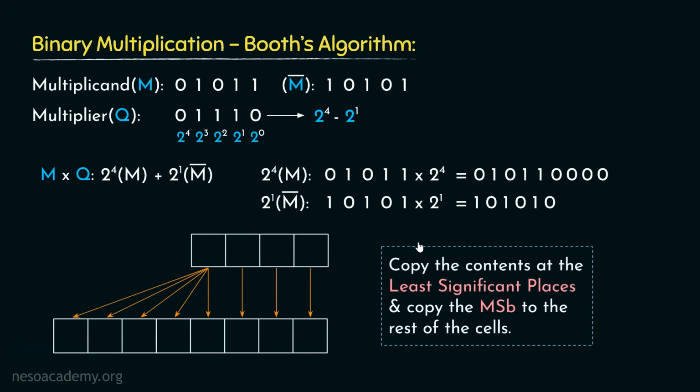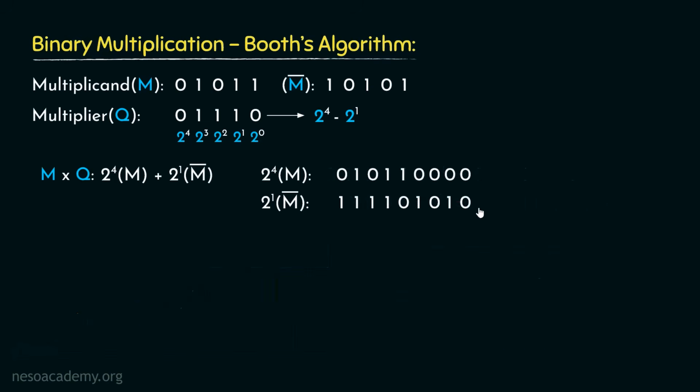For that, we already have seen the rule. We are supposed to copy the contents at the least significant places first and thereafter copy the MSB, that is the most significant bit of the sequence, to the rest of the cells. So let's perform that. So we are going to copy this entirely towards the least significant places, right? And this is the MSB, so we will copy that in the remaining bit places. Now both of them are of equal bits, so now we can perform the addition.